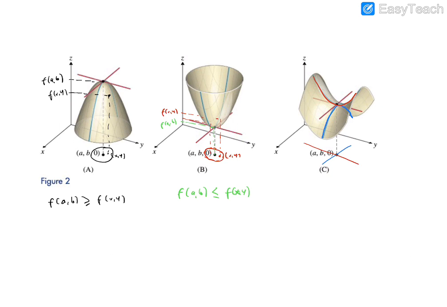So what happens to the partial derivative of f with respect to x and the partial derivative of f with respect to y if f has a local minimum or local maximum at a, b, and the partial derivatives exist in a circular region containing a, b? This is the important question.